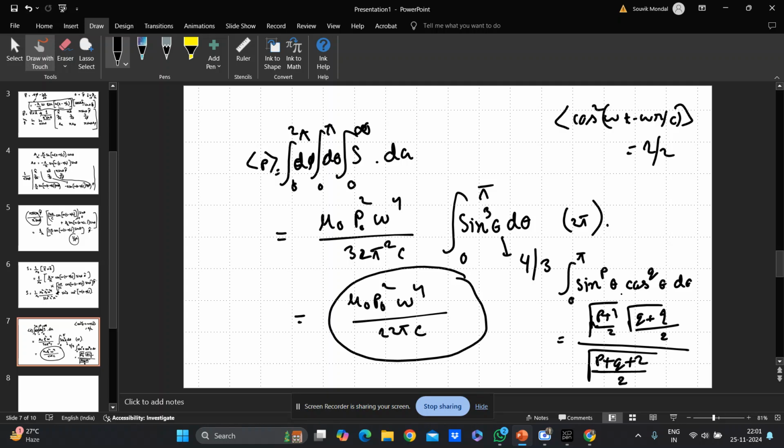I remember it by this formula, but if you have any other techniques you can go with them. You can also do it with this trick, that is sine 3 theta is equal to 3 sine theta minus 4 sine cubed theta. So you can also go with this. Whatever the technique may be, this is the answer.